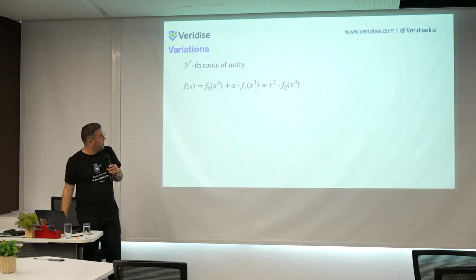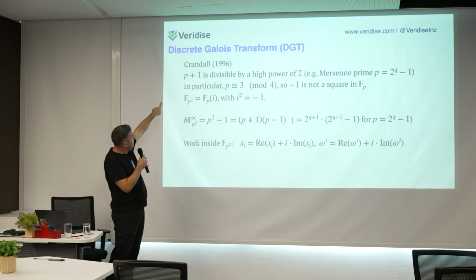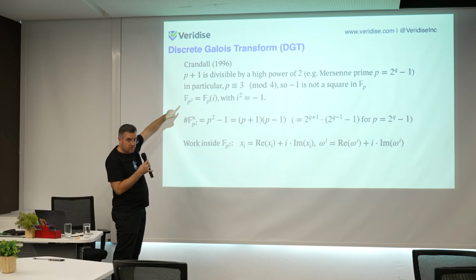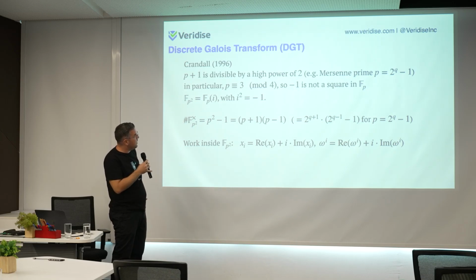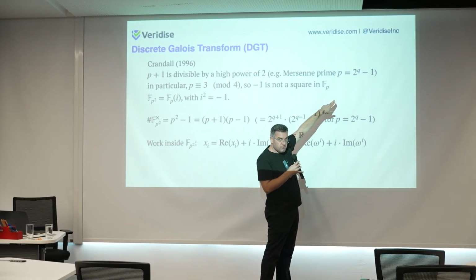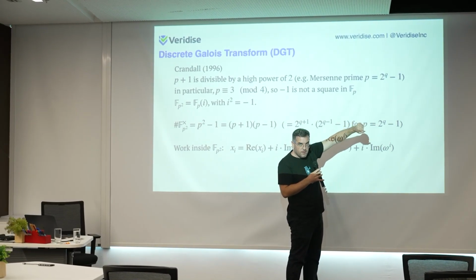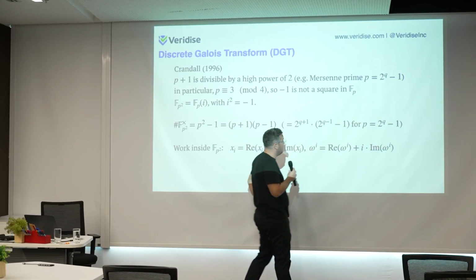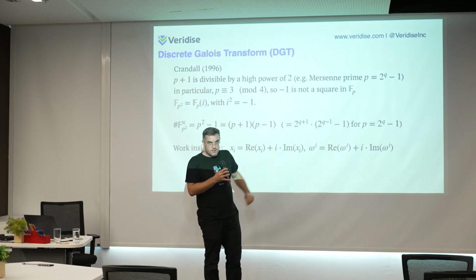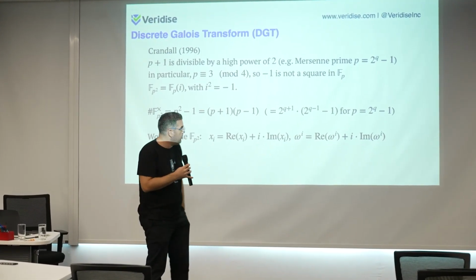You could do other tricks like the discrete Galois transform, where you assume not that p minus 1, but that p plus 1 is divisible by a high power of 2. This allows you to work over primes like the Mersenne primes. 2 to the 31 minus 1 is known to be a prime, right? You can work over that field, and because of the very particular structure of the prime, many operations will be very fast on your CPU.